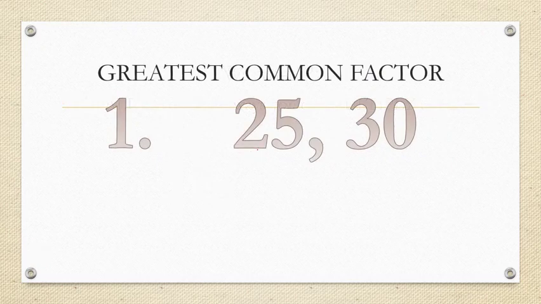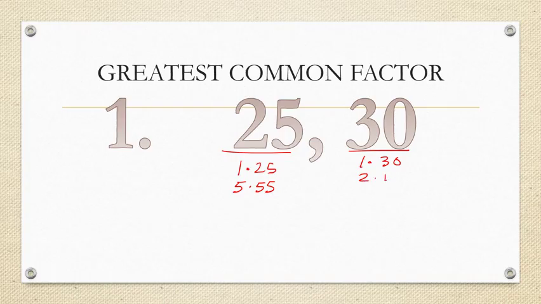All right, greatest common factor. Okay, the reason we did that warm up is for what we're going to do here. List the factors of 25. 1 times 25, 5 times 5. 30 is 1 times 30, 2 times 15, and 3 times 10. All right, and 5 times 6.